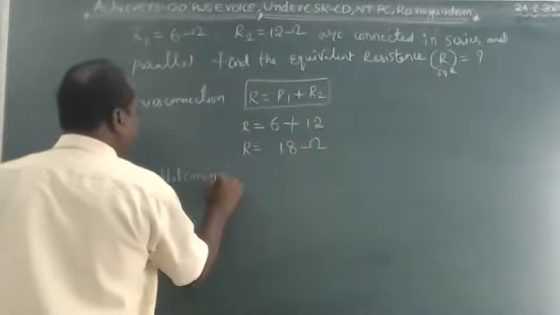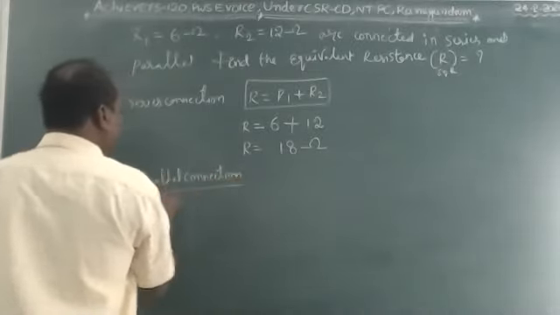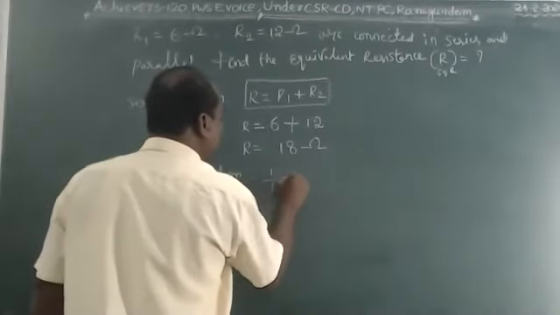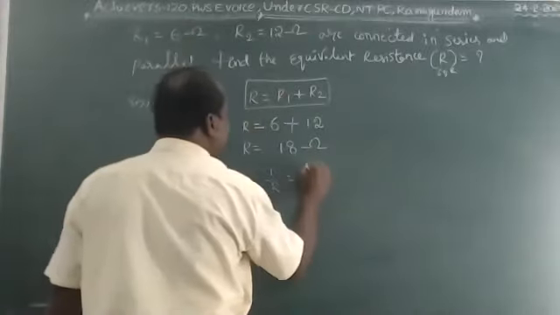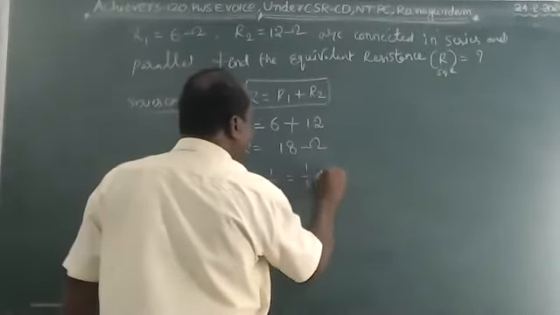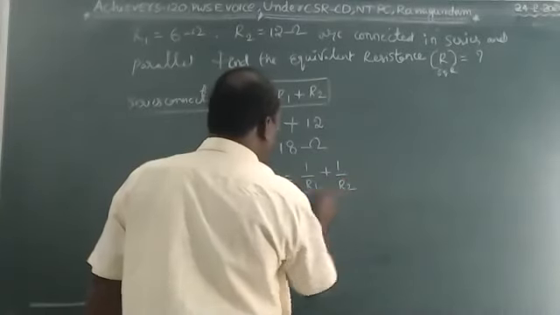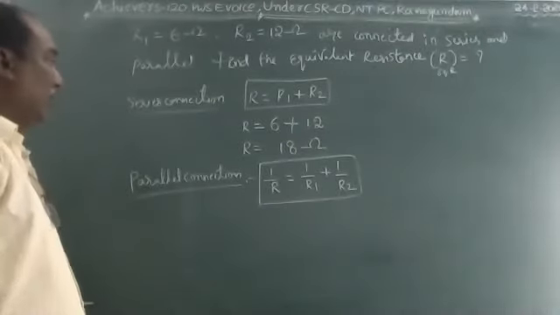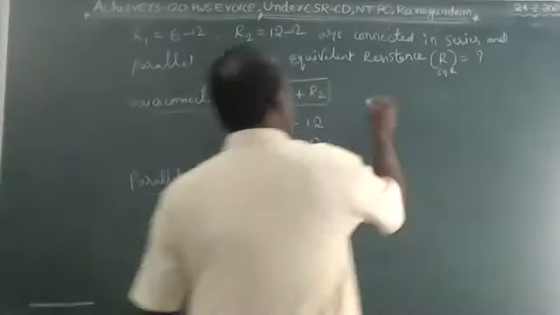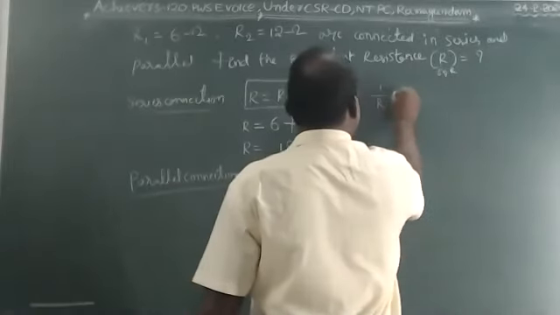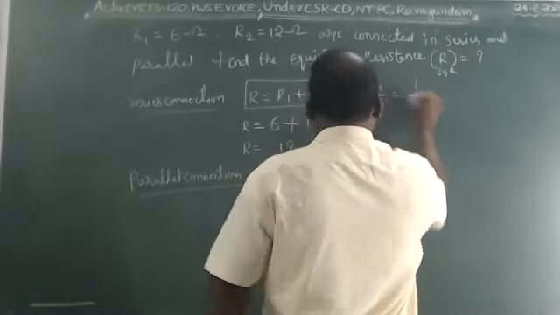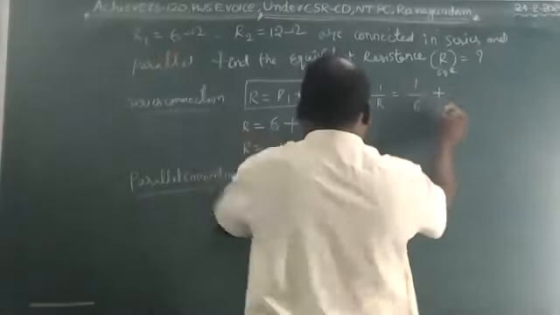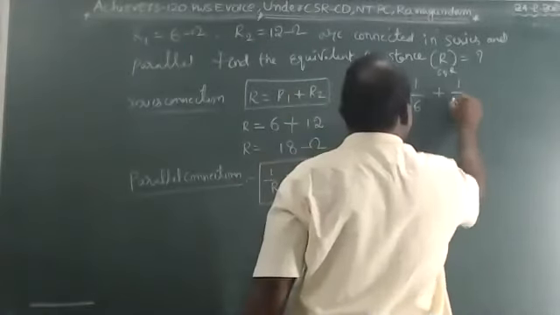Parallel connection. What is the parallel connection formula? 1 by R equals, here only 2 resistors are there. Then we have to write the formula like this: 1 by R1 plus 1 by R2. According to the question, 2 resistors are there and this is the formula. Okay. Now 1 by R equals 1 by R1, which is 6 ohms, plus R2, which is 12 ohms.